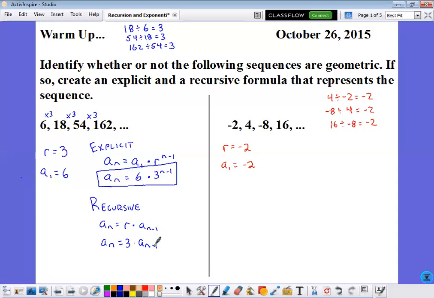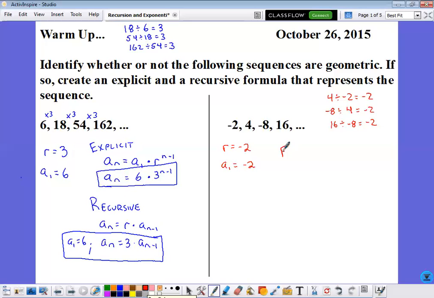Remember with a recursive formula, you also want to identify the a sub 1, our first term. I'm going to go ahead and write that down here, even though we already have it up here. I'm just going to rewrite it so you can see the complete recursive formula. And we're finished. So you can see being able to identify the common ratio and the first term are paramount to being able to finish an explicit formula and a recursive formula. And really, after you know those two things, it should be pretty simple.